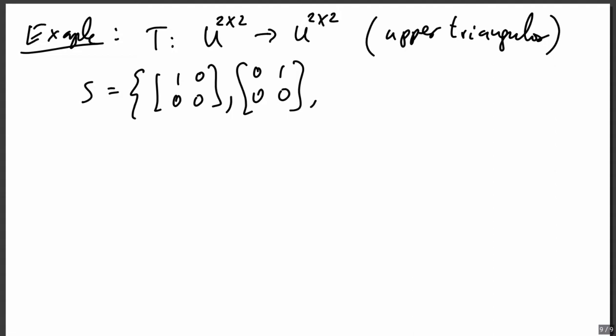We cannot have 1 in the left down corner because upper triangular has 0 there. So it's only a 3-dimensional vector space with this basis. Notice that all 3 of them have zeros in the 2-1 entry because that's the lower part. An upper triangular matrix has non-zero entries only in the diagonal or in the upper right part.